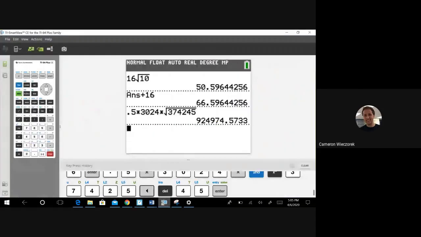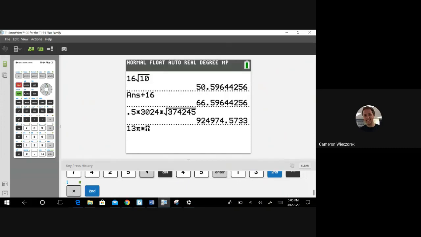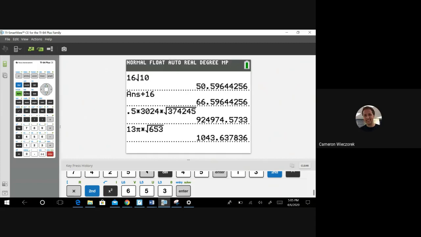So I'm going to type in 13. Pi, remember, is second, and then the upside down v, times the square root of 653. Enter, and we get 1043.6.